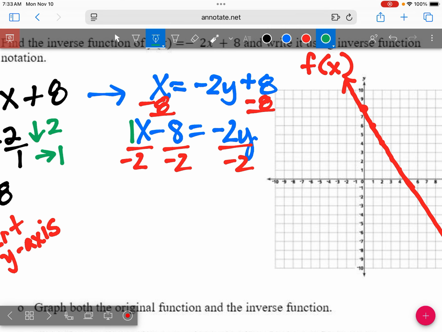So what we end up getting, oops, this is negative 1/2 x. So I have negative 1/2 x. And when you divide a negative by a negative, negative 8 divided by negative 2 is positive 4. This is my inverse function.